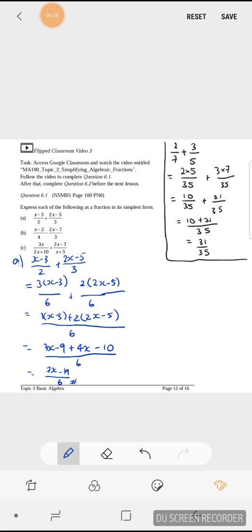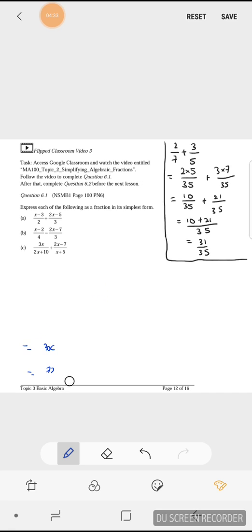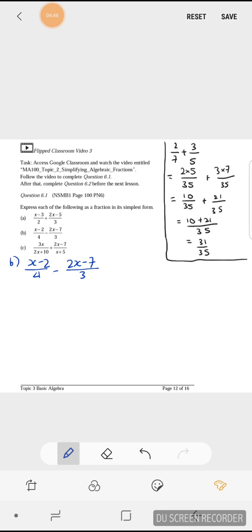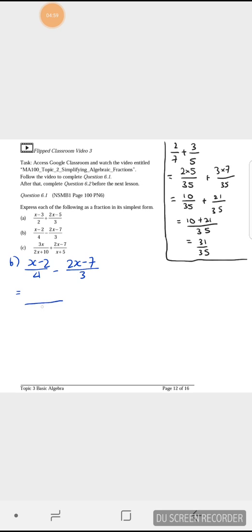Now moving on, let's look at question B. In question B, you have x minus 2 over 4 minus 2x minus 7 over 3. Now, what's the first step? Do you recall? Yes, it's always to make it the same denominator, right? So what's the LCM of 4 and 3? 12. So your denominator has to be 12.